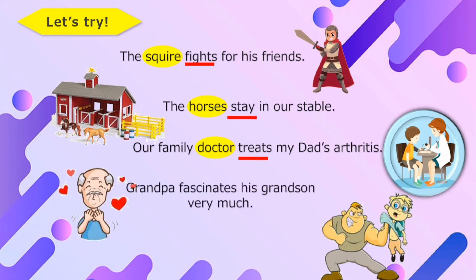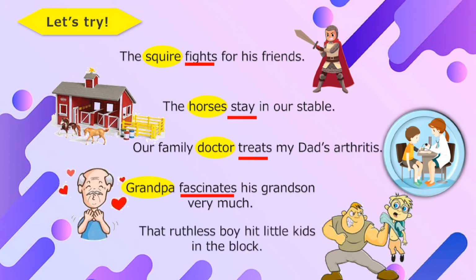Let's have the next sentence. Grandpa fascinates his grandson very much. Who are we talking about in the sentence? Correct, we are talking about grandpa. And what is the verb in the sentence? Correct, that is fascinates. And let's have the last example.